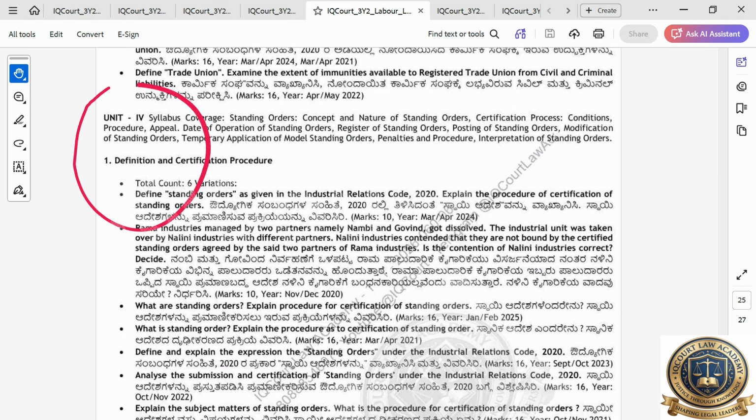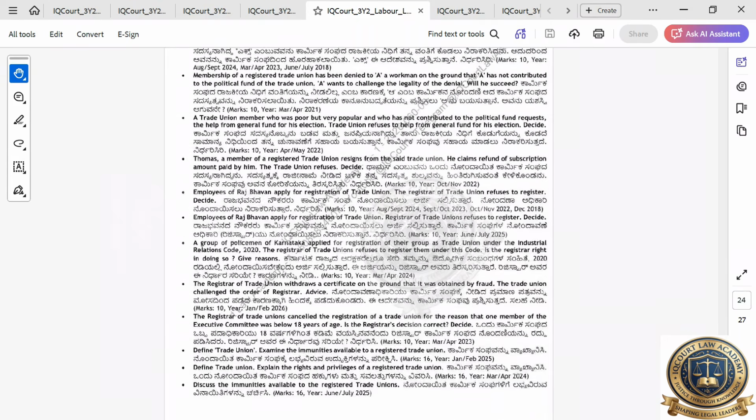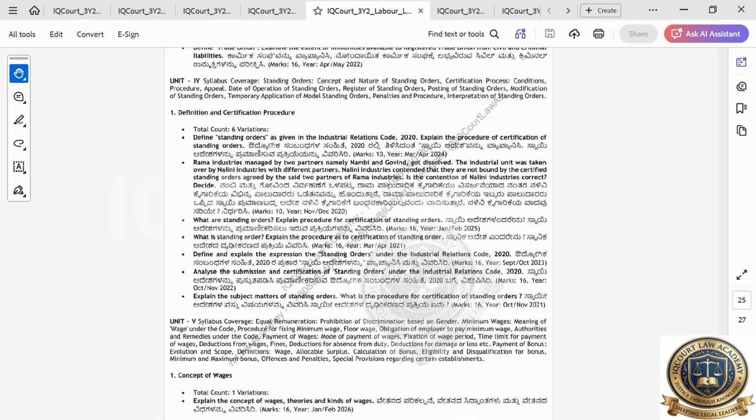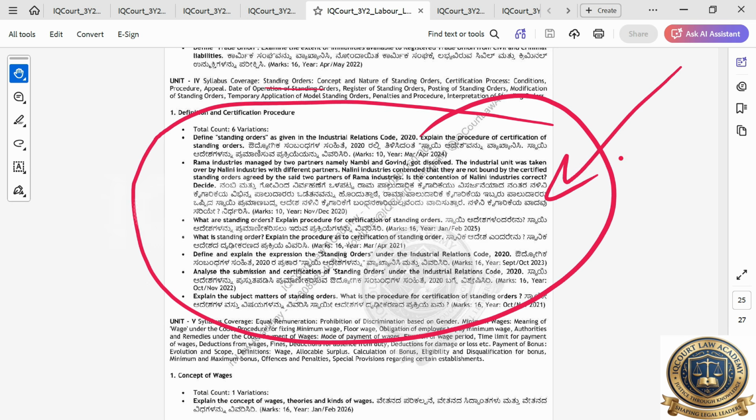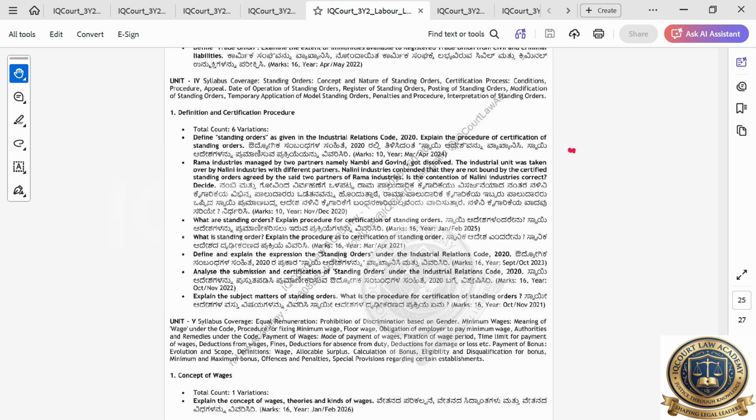Next, we'll go to the 4th unit. There are 5 questions we discussed in the 3rd unit. Next, we'll go to the 4th unit. In the 4th unit, standing orders. See, this is only one question having all the variations. This is 200% out of 4.